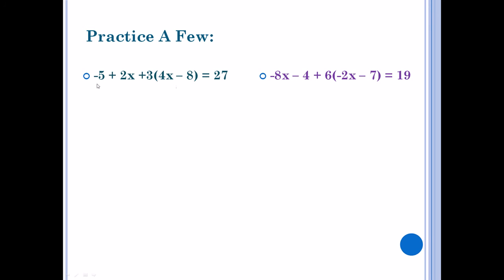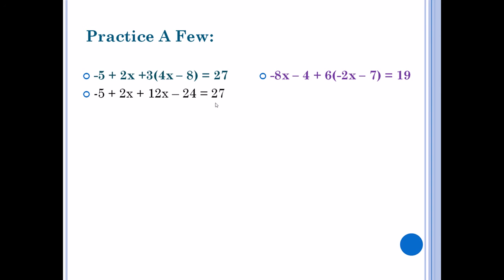We have to clean up this side. Let's simplify it. And since we have multiplication or the distributive property here, it has to go first. So you wrote down your negative 5, you wrote your plus 2x, and now you wrote plus 12x, and positive 3 times negative 8 is negative 24. So our first step should look pretty good.